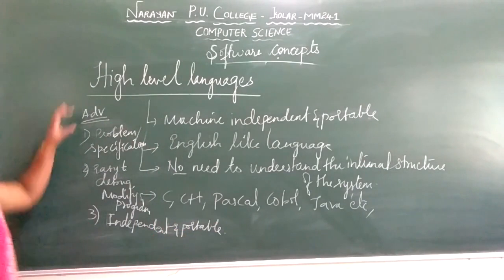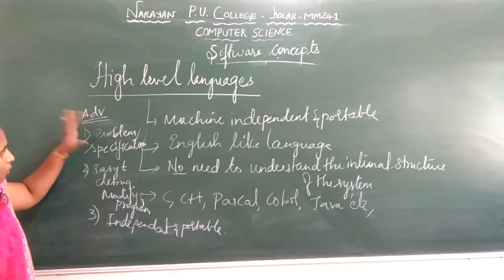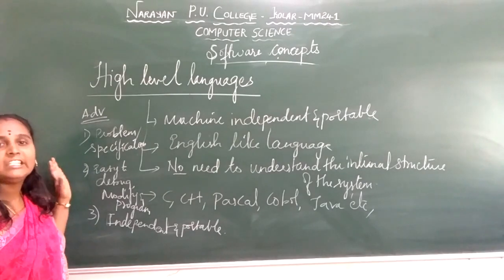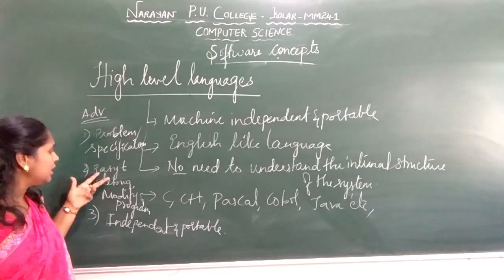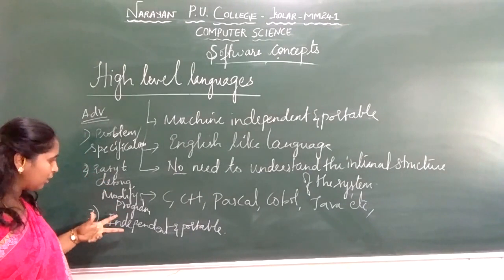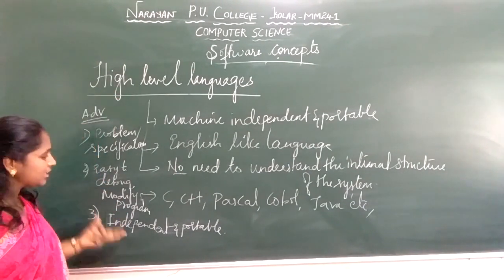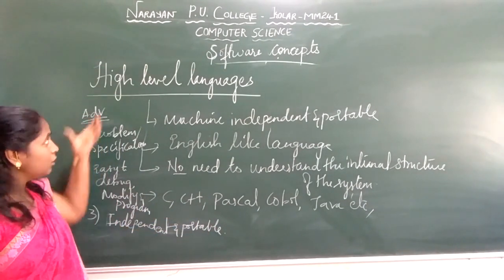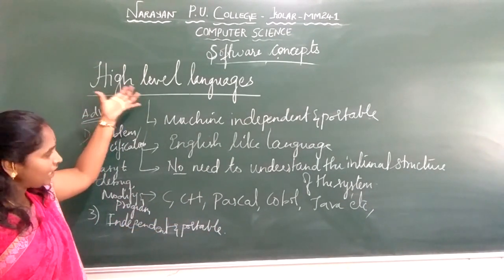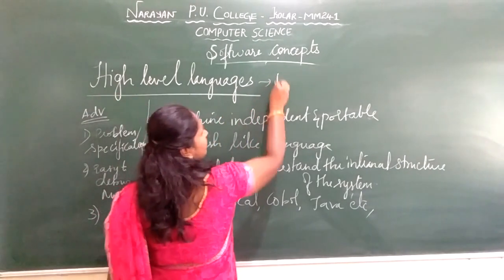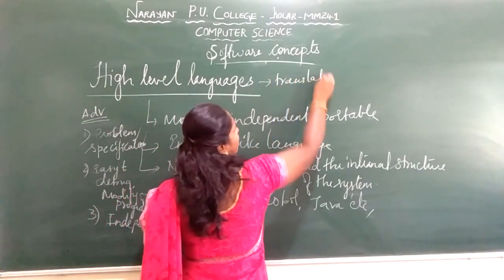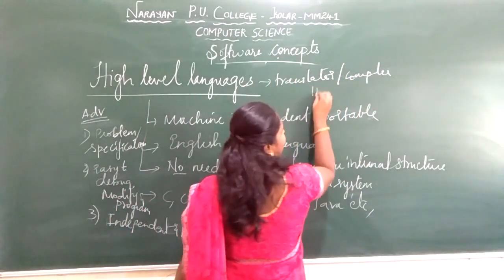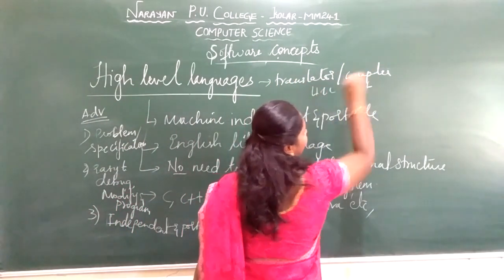See, what are the advantages of high level language? It is oriented only on the problem specification. No need to concentrate on the details of your system. Next, it is easy to debug, modify and program. And high level language is machine independent and portable. Here, whatever program you have written in high level language, you require a translator or compiler to convert your high level language to machine level language.